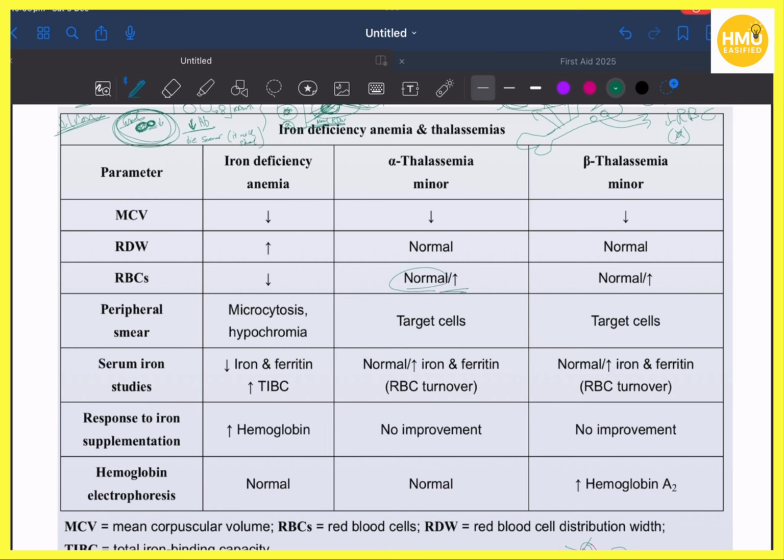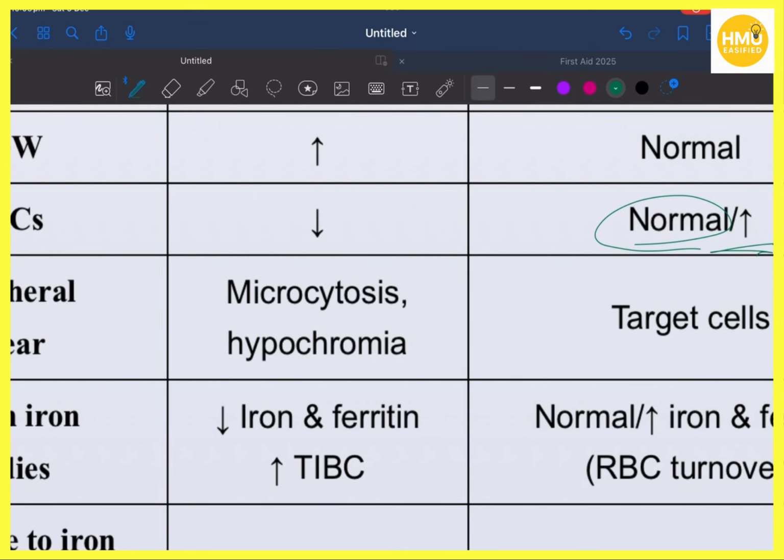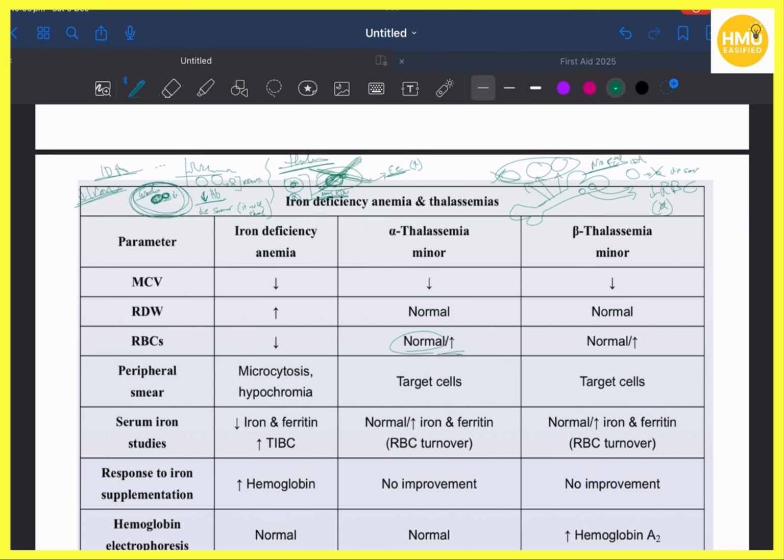In peripheral blood smears, we will have microcytosis and hypochromasia because hemoglobin is low. Whereas in thalassemia, we're going to see target cells, which are very pathognomonic for these types of patients. So you should memorize target cells for thalassemia. Both start with a T.